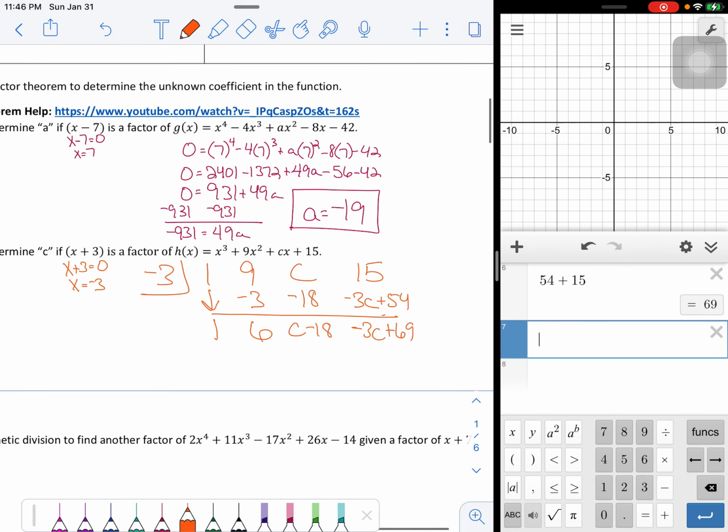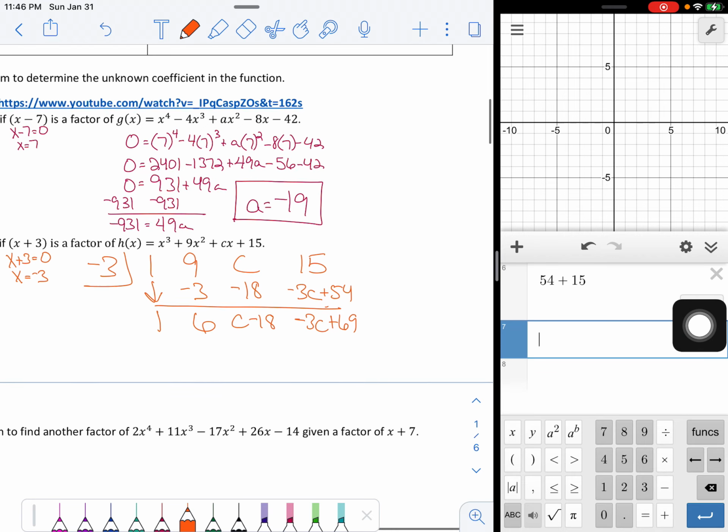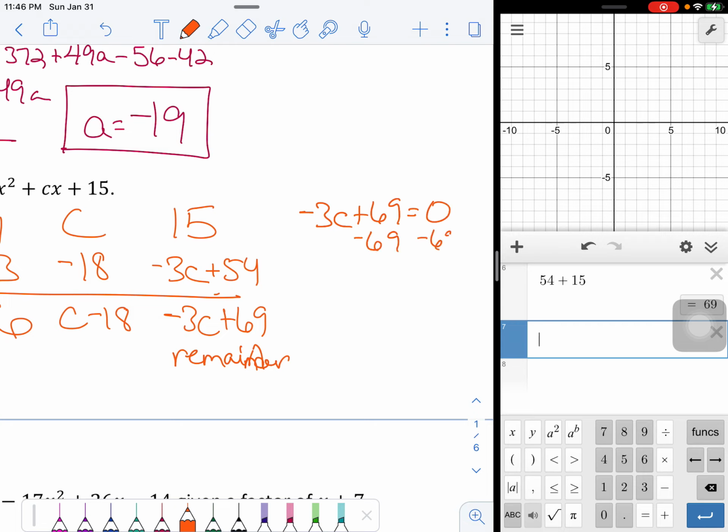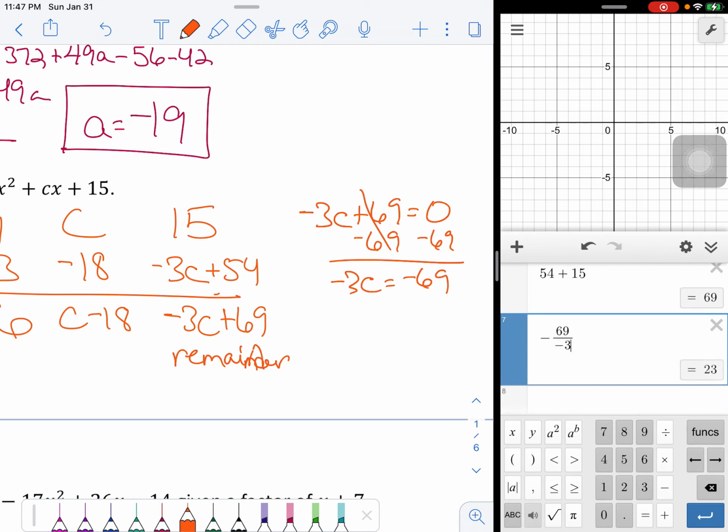Now, because I know that x plus 3 was a factor, I know that this remainder absolutely has to be equal to 0. So that's what I'm going to solve: I'm going to set this remainder equal to 0. Negative 3c plus 69 is equal to 0. So I'm going to subtract 69 from both sides. Negative 3c is equal to negative 69. Take that negative 69 and divide it by negative 3, and you're going to get c is equal to 23.